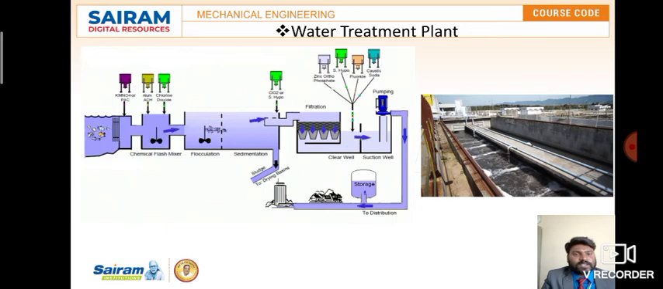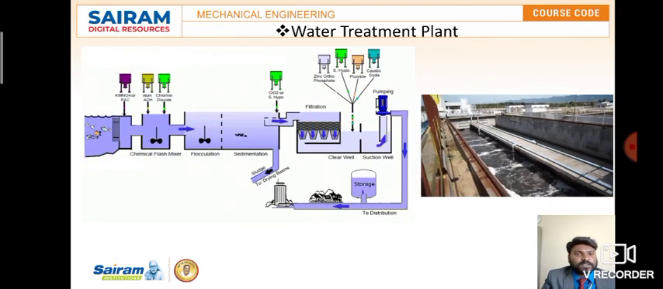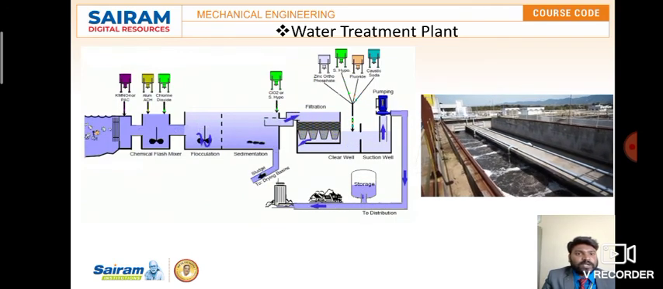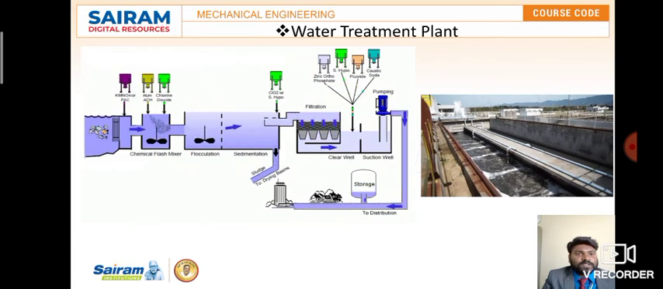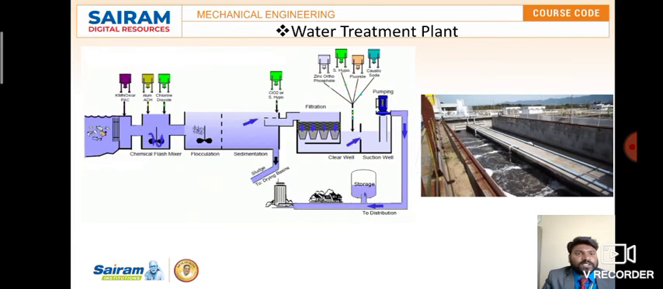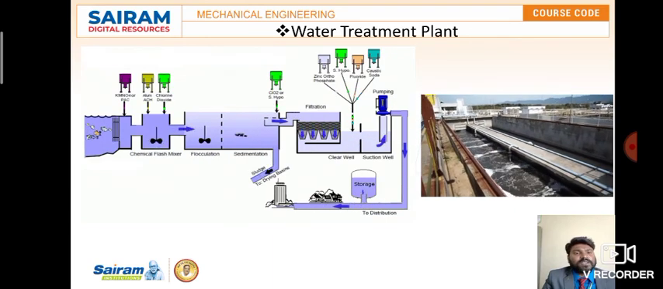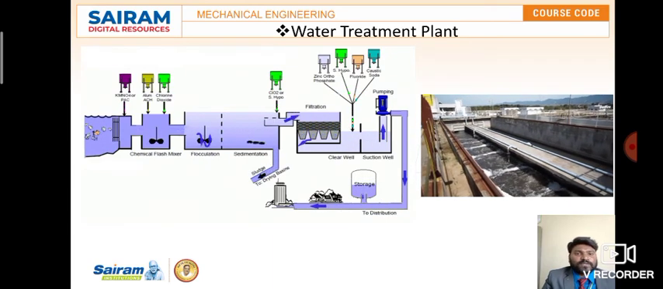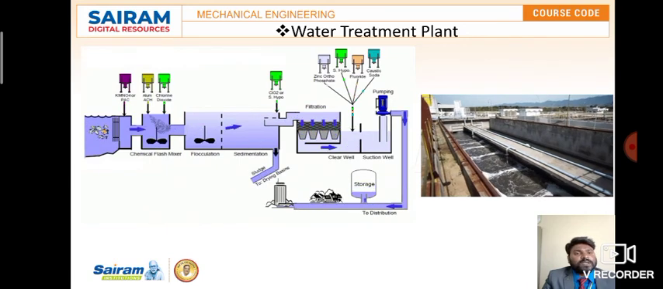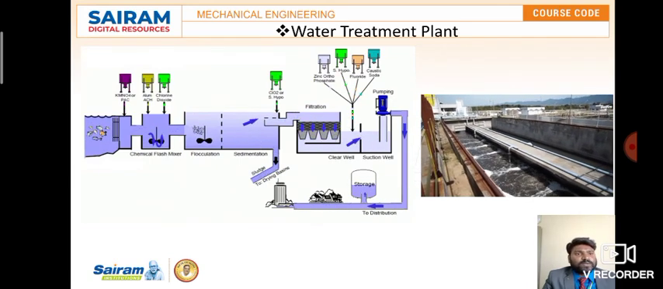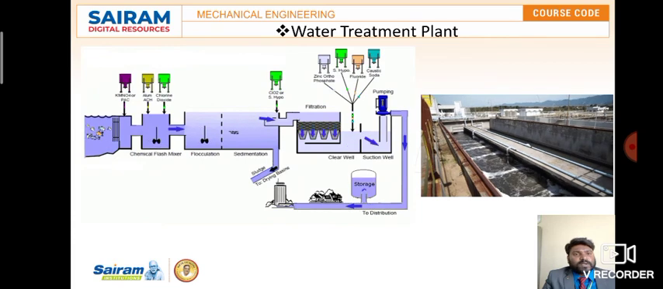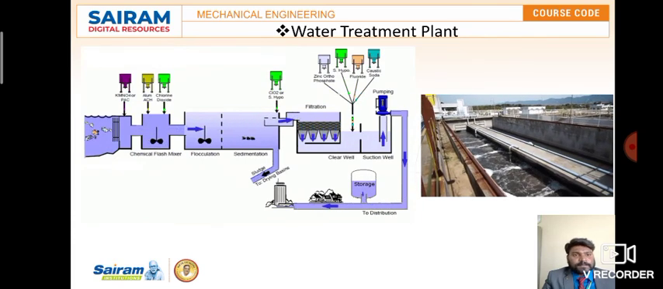So the chemical flash mixer, the sedimentation process, the remaining sludge particles will come down, and then the clear well and suction well for storage. So this is the process, for your reference, the working principle of a water treatment plant.